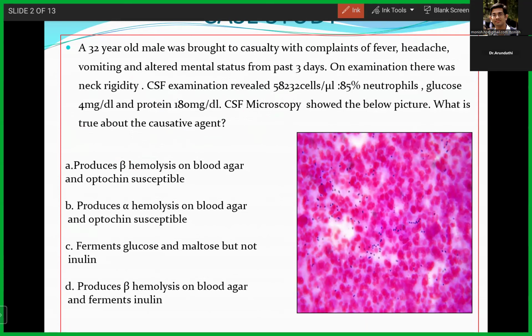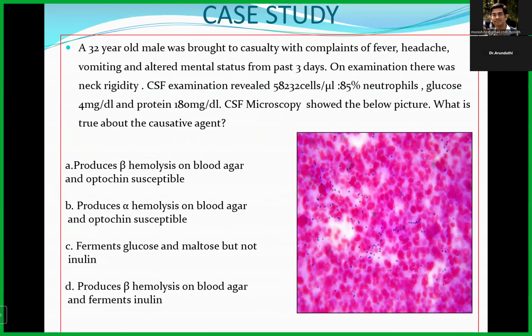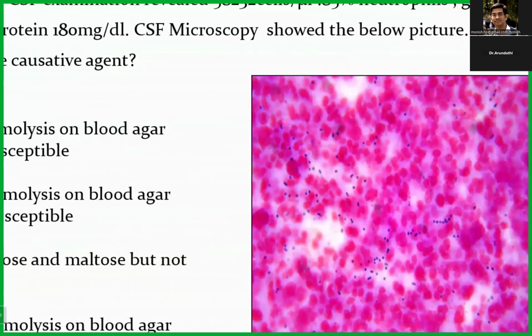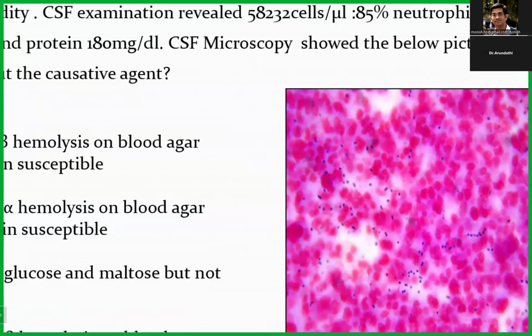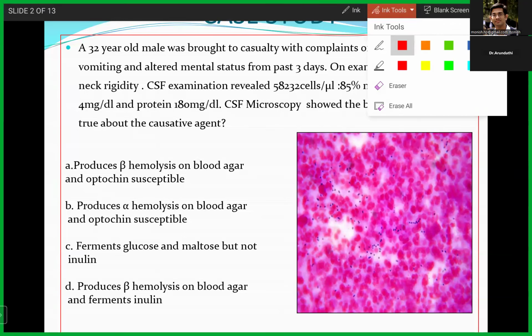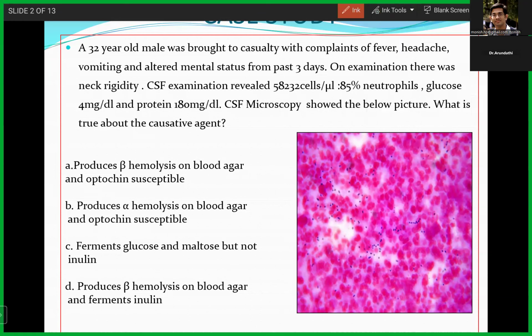Here we have been provided with an image which looks full of pink and blue. And in microbiology, a microscopic picture of pink and blue, no need of any mnemonics. We have studied for a whole 1.5 years about this. It is a picture of nothing but the gram stain. So we are here dealing with an image of gram stain of the CSF analysis.